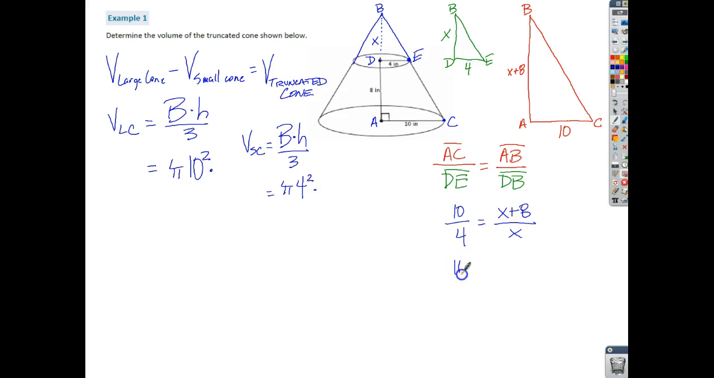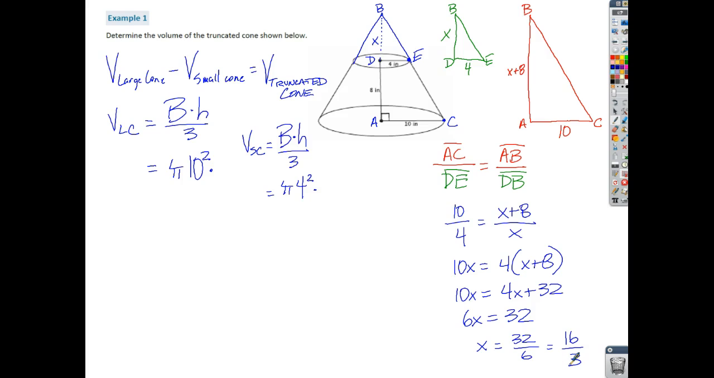So I'm going to cross multiply. So I take 10x is equal to 4 times x plus 8. Then I'm going to distribute. So I get 10x is equal to 4x plus 32. Then I'm going to subtract 4x from both sides, and I get 6x is equal to 32. I'm going to divide by 6, so I get x is equal to 32 over 6. I'm going to simplify that. Both of these are divisible by 2, so I get 16 over 3. Okay, so I have 16 thirds.